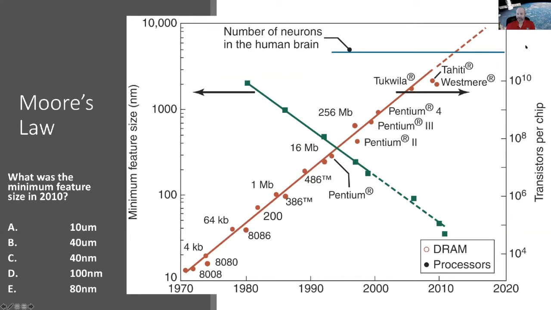I love this cartoon. Everybody knows or has heard of Moore's Law, and this is a graphic showing what that means. Let's take a look at this. If you want to give it a shot in the chat box, the question is, what was the minimum feature size in 2010? Try to figure out how to read this graphic and see if anybody can come up with that. See if I can do it.